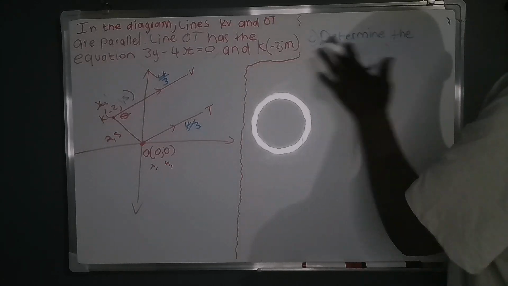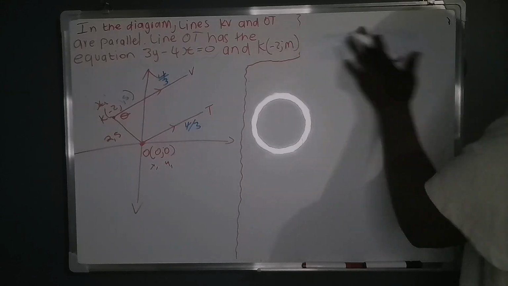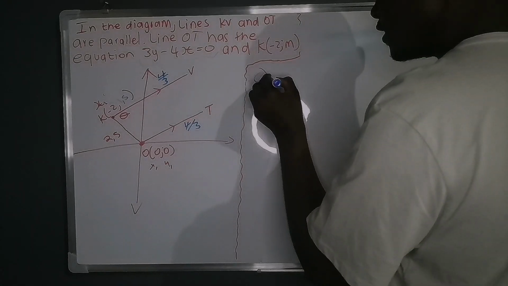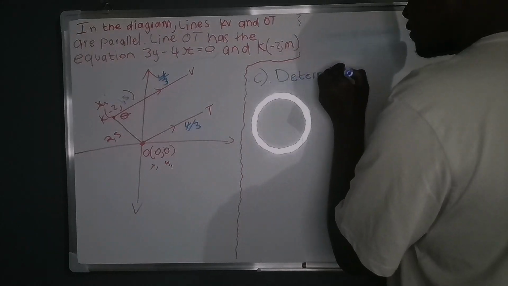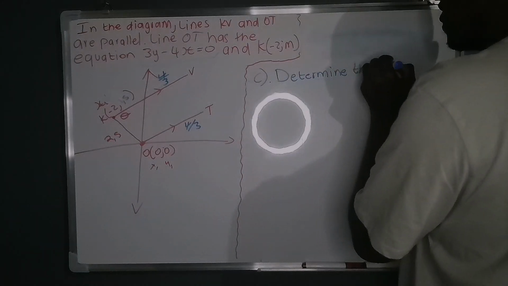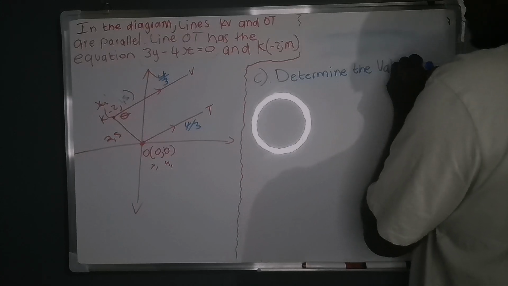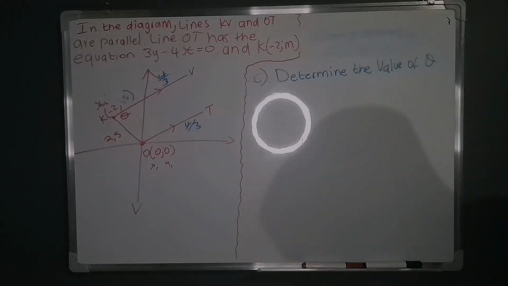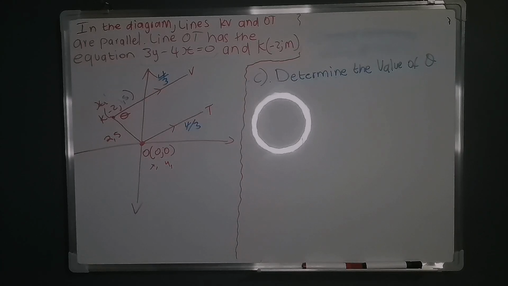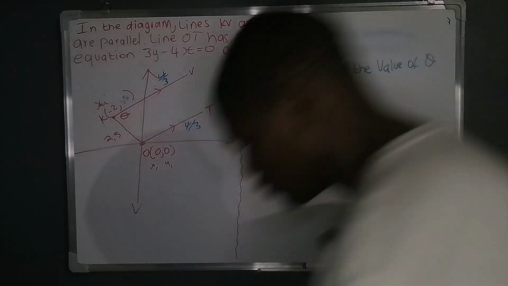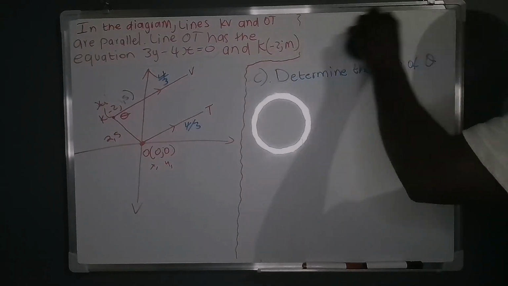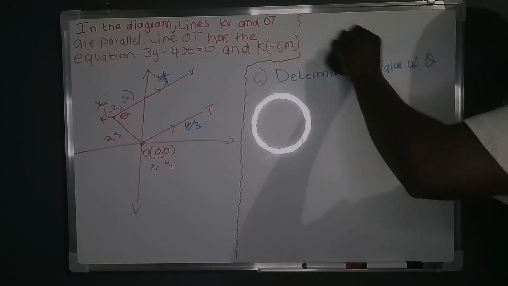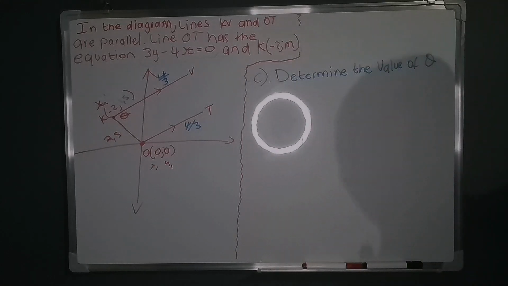Seems like you cannot see it properly. Let me just write it here. C. Determine the value of theta. I hope you can see it, guys. Determine the value of theta. How can I find theta?